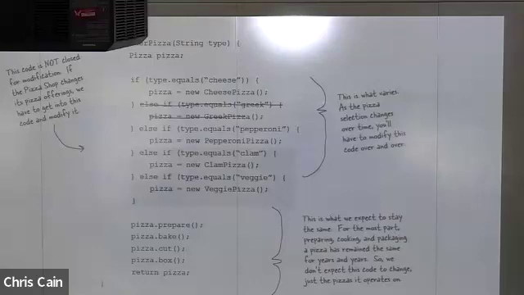So maybe the pizza shop across the street has now come up with new trendy pizzas, and we need to come up with new trendy pizzas to keep our customers coming back to us and keep them from going to them. So we would need to go back to our code and make all of these changes to our old code, which is not good.